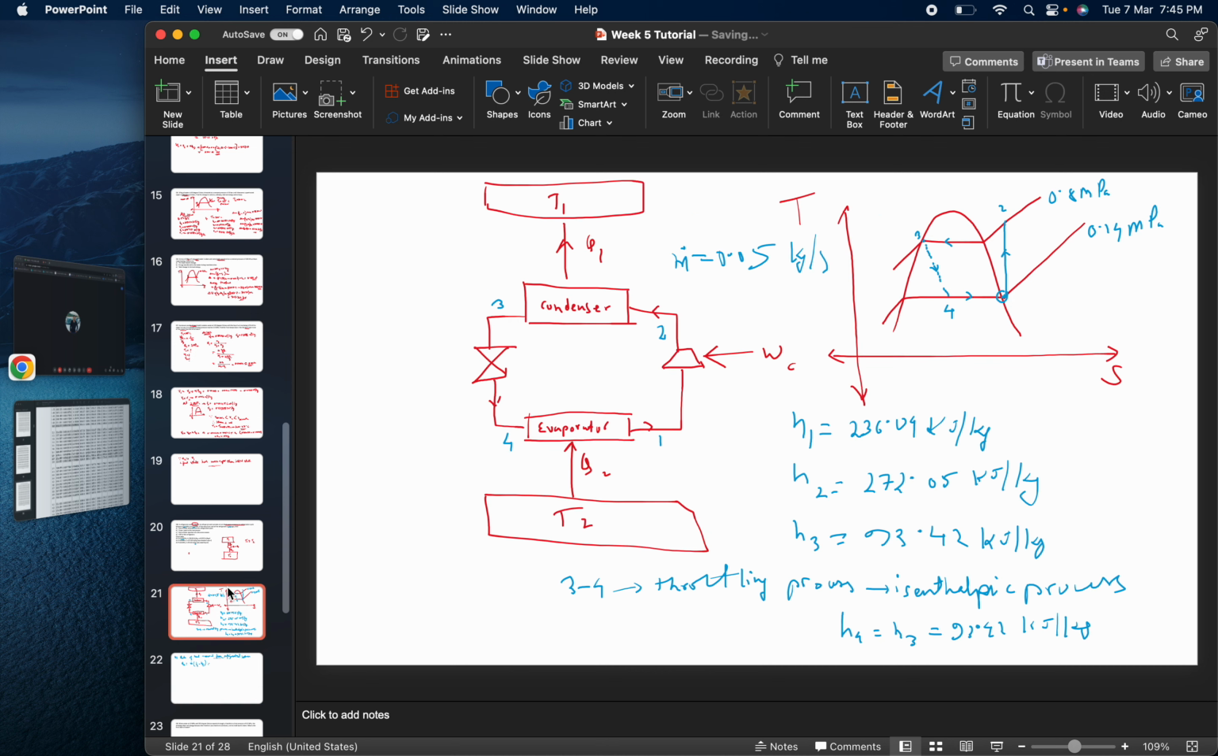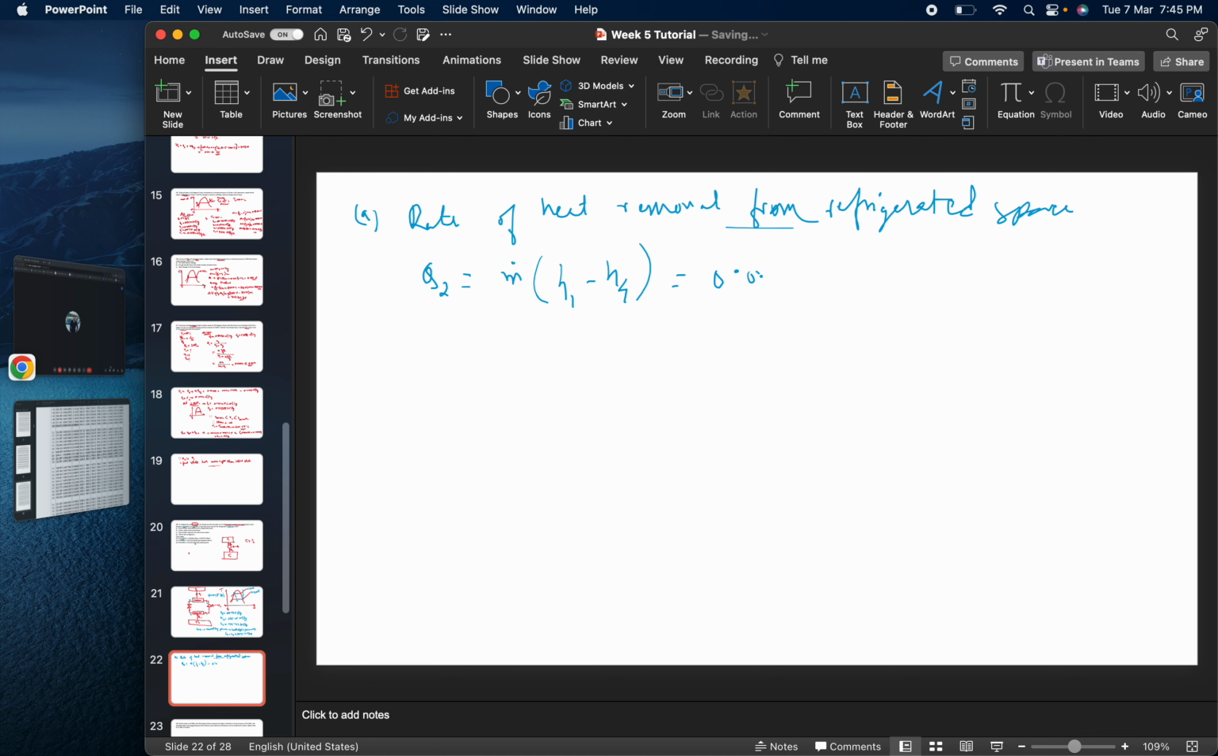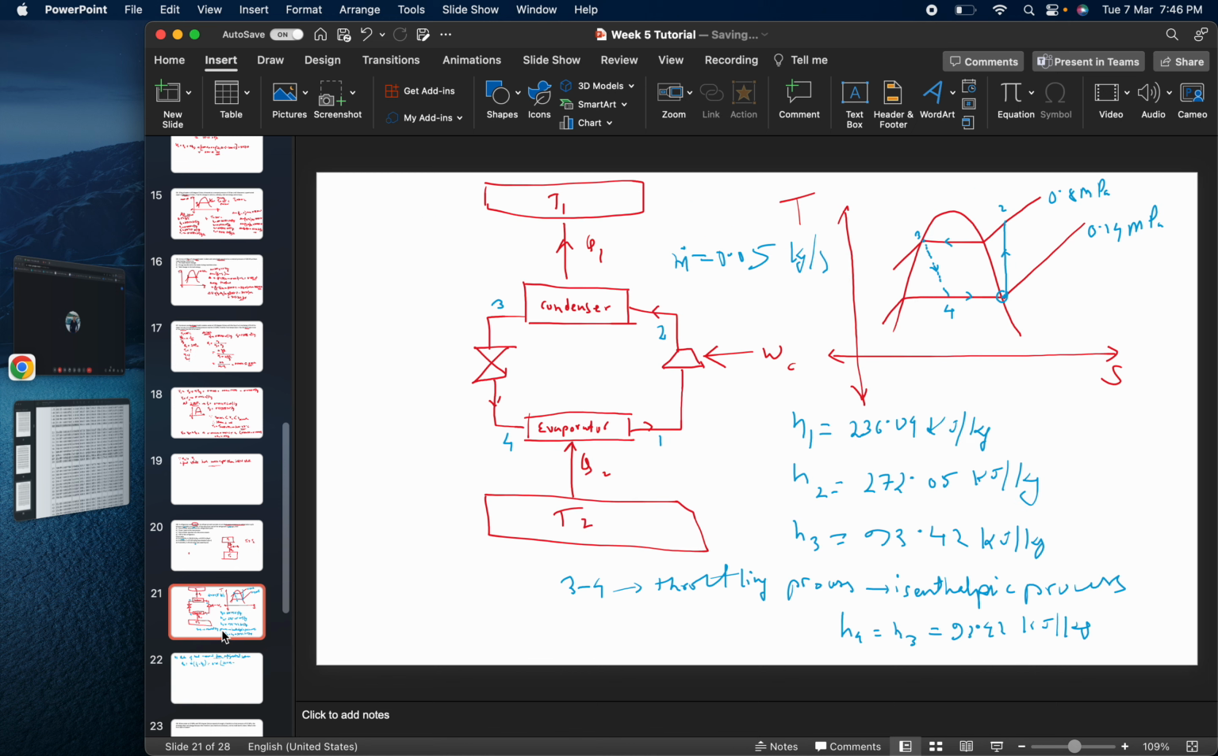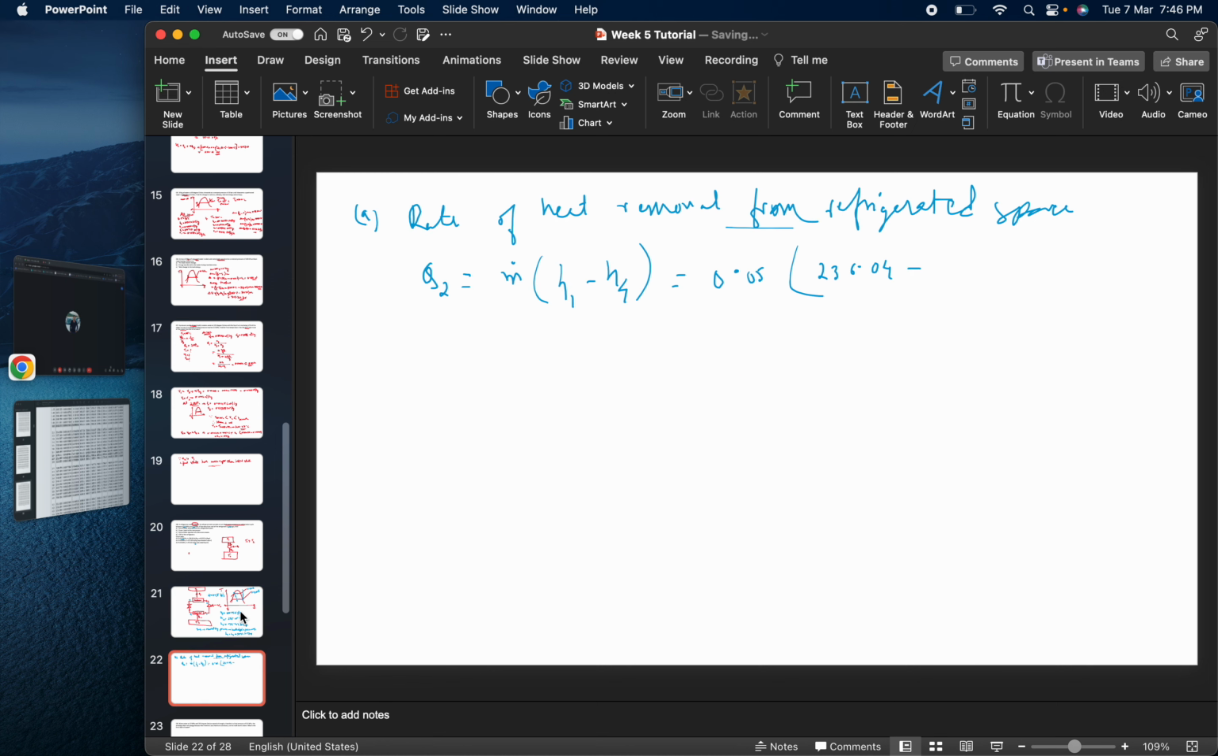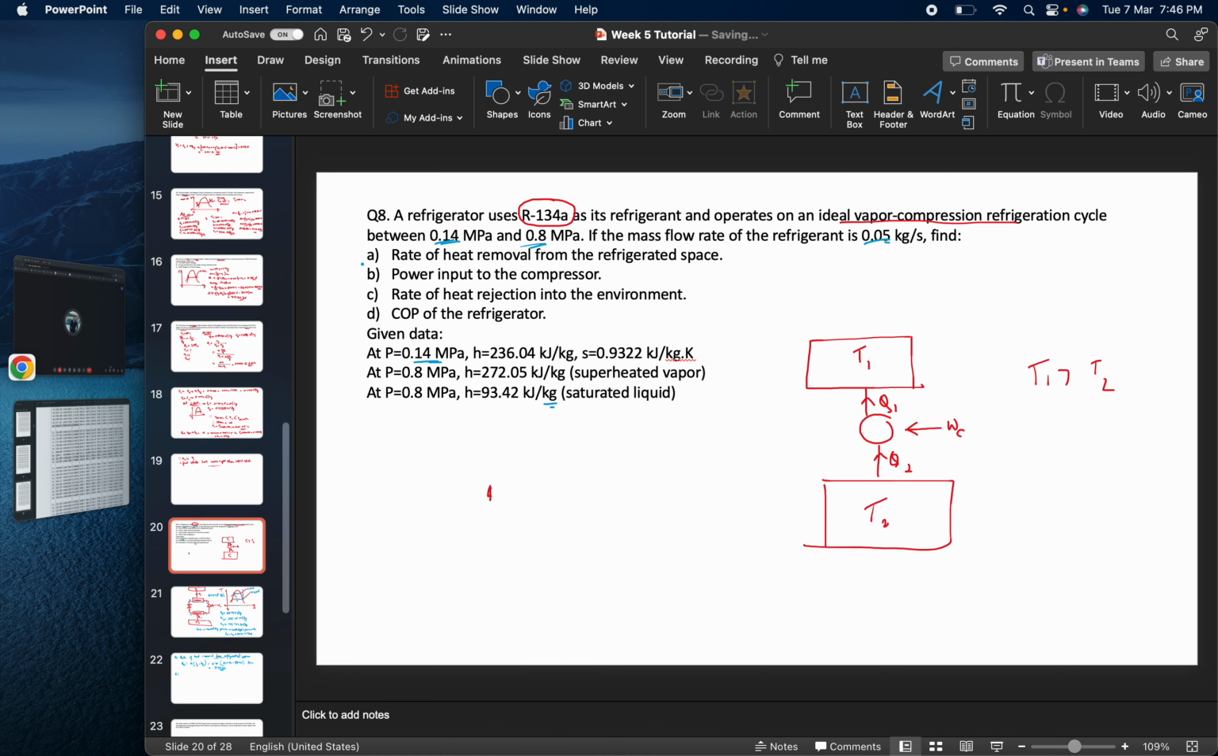So 236.04 minus 93.42, into 0.05. That will be in kilowatts, and it is 7.131 kilowatt.